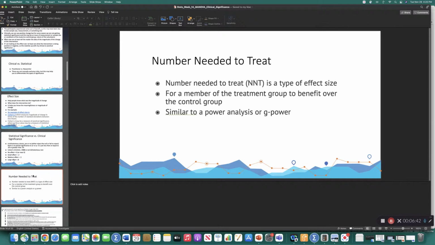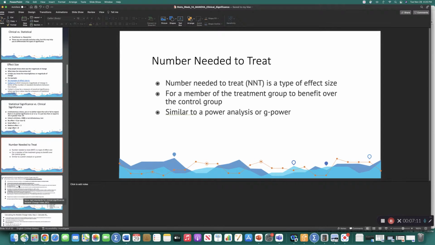The number needed to treat is also a helpful value to keep in mind, and this is a type of effect size. It's similar to what we would do with a power analysis using a power calculator like G*Power, but it helps us understand, for a member of the treatment group to benefit over the control group, how many people we would need to treat.